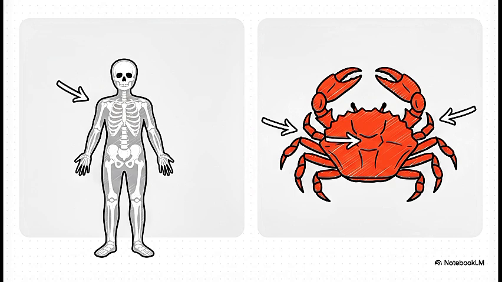Now, contrast that with an exoskeleton, which is a rigid outer shell that supports and protects the body. You'll find exoskeletons in things like insects, crabs, and snails. They literally wear their armor on the outside. It's a brilliant contrast, really, and it highlights just how specialized and beautifully hidden our own internal support system is.